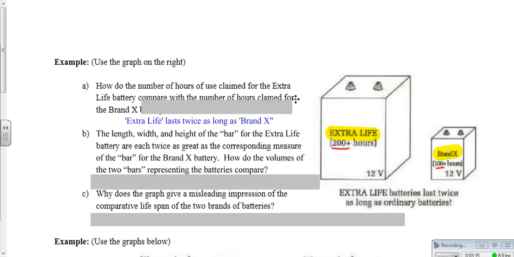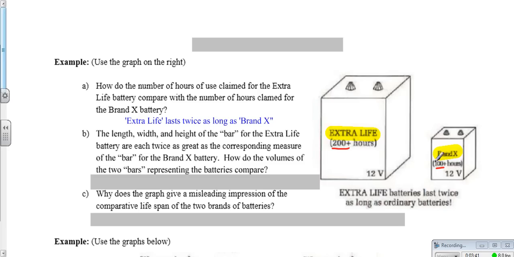Well, that's basically twice as long. Okay, that's pretty legitimate. That's a much better result. Now if you look at the picture though, the Extra Life does not look twice as big. It looks quite a bit bigger, and we'll see why. The length, width, and height of the bar for Extra Life battery are each twice as great as the corresponding measure. We know that it said twice as long. So if this is the height of brand X, this is the height of Extra Life. If you compare the two, it's twice as long. So that looks good.